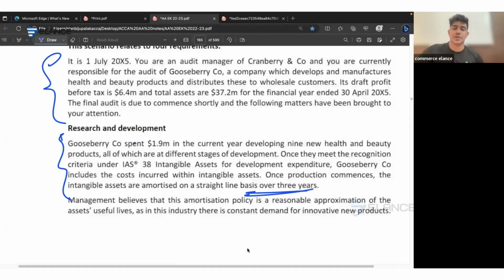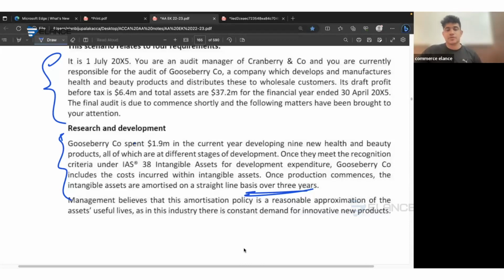Then, is there anything else you can do in relation to that? Recalculate. Recalculate the amortization for a sample of intangible assets in order to confirm whether they are in line with straight line basis over 3 years and to confirm the mathematical accuracy. Good. Management believes that this amortization policy is a reasonable approximation of assets' useful life, as in this industry there is constant demand for innovative new products.